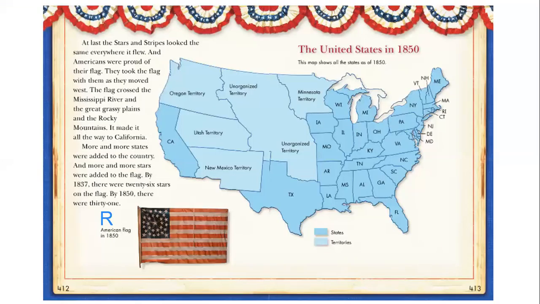Okay, now let's discuss page 412. This page illustrates that at last all the stripes and the stars looked the same everywhere, and the Americans were proud of their flag, and they took it with them. Where did they move? This page shows that many stars were added to the flag. Why? Because many states were added too. And by 1837, there were 26 stars on the flag. And by 1850, there were 31. Okay?